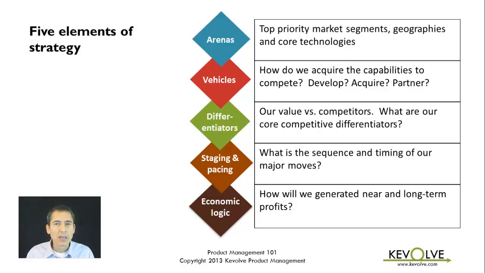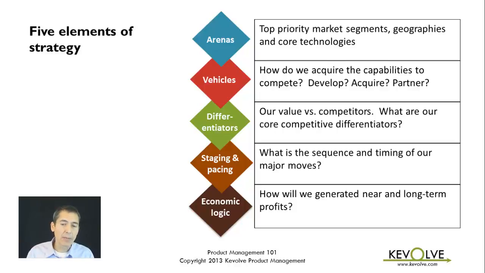That's the vehicles. Then we go to differentiators. Differentiators should be an outgrowth of your arenas, and your vehicles should be intimately linked. It's the creation of value versus your competitors. So what are your core competitive differentiators? And how will you have competitive advantage versus all the other companies out there?